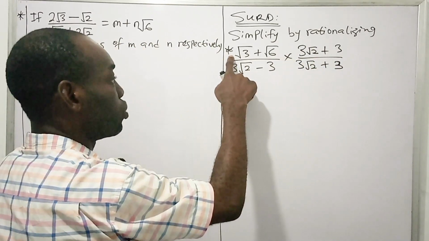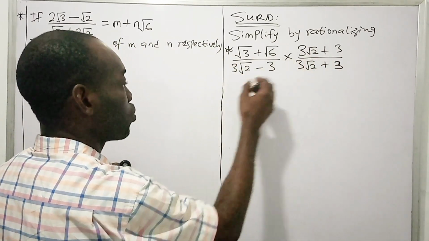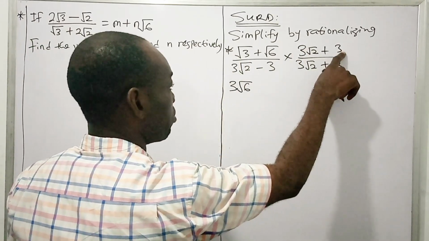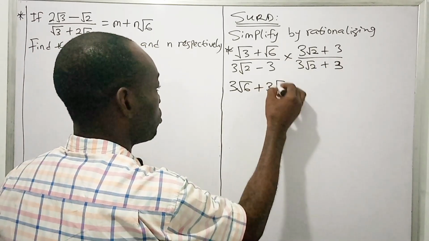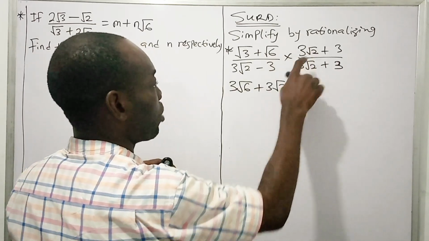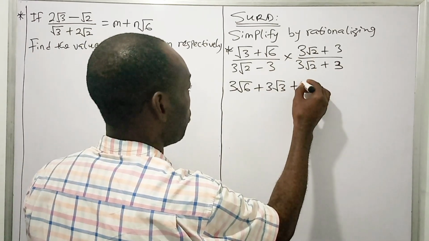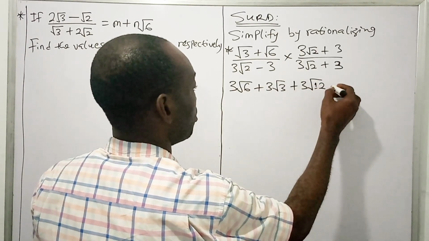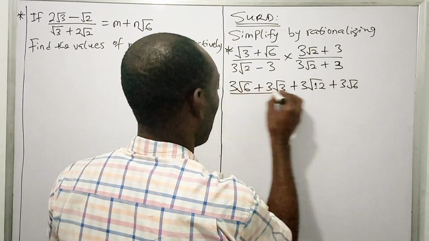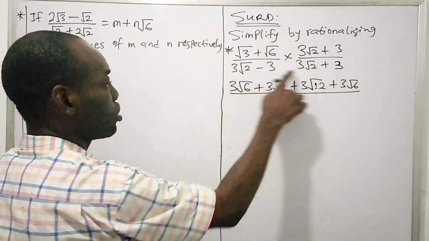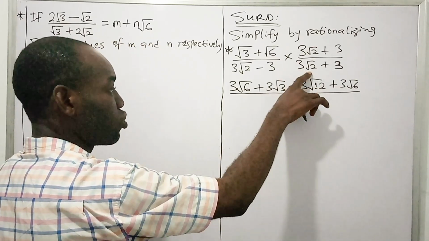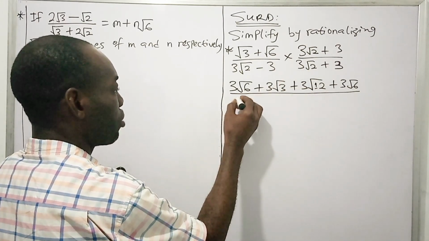Now, root 3 times 3 root 2 will give us 3 root 6. Then also, root 3 times this will give us 3 root 3. Then root 6 times 3 root 2, that will give us 3 root 12. Then root 6 times this, that will give us 3 root 6. Then at the denominator, we have 3 root 2 times this, that will give us 9 root 4, but root 4 is 2, so 2 times the 9, that will give us 18.